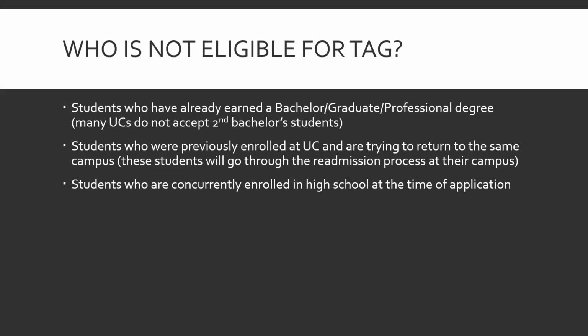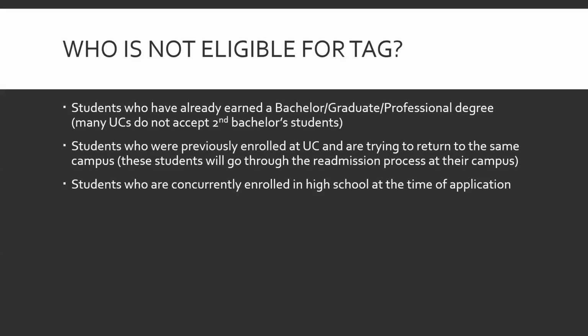There are some people who also aren't eligible for TAG. The first is students who have already earned a bachelor's degree or a graduate or professional degree. Many UCs don't accept these students regardless. So if you are a second bachelor's student, I would work closely with the school to see if they'll accept you into a given program. Next are students who were previously enrolled at UC and are trying to return to the same campus. These students will go through a process called readmission, and you should contact either the registrar's office or your academic advisor at that campus to learn how to go through the readmission process.